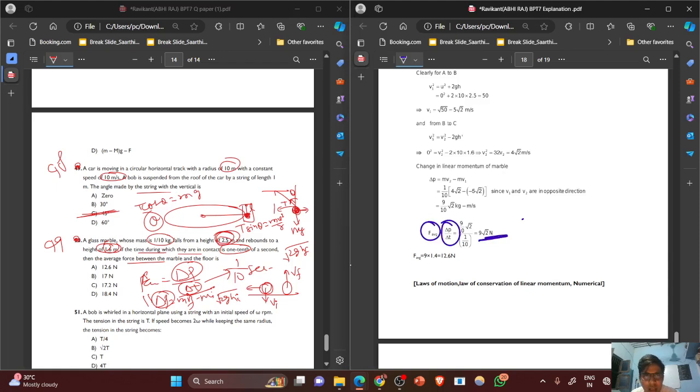And this is your average force. Root 2 is given as 1.4, so 12.6 is your answer. So option A is your correct answer.